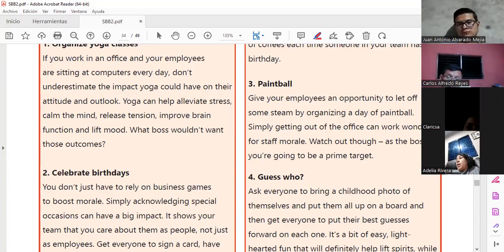Paintball. Give your employees an opportunity to let off some steam by organizing a day of paintball. Simply getting out of the office can work wonders for staff morale. What are your thoughts as the boss? You're going to be a prime target.